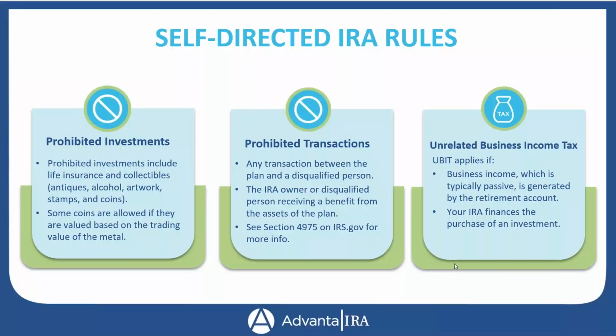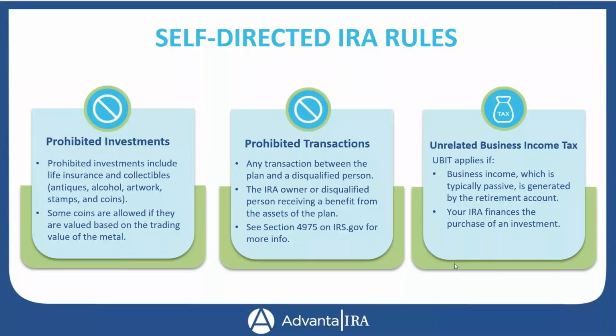Prohibited transactions would include a transaction between the plan and any individual considered disqualified, the IRA owner or a disqualified person receiving a benefit from the assets of the plan would be prohibited, and that comes from section 4975 of the IRS code. And I do have examples for you on the next slide where we're going to talk about that.